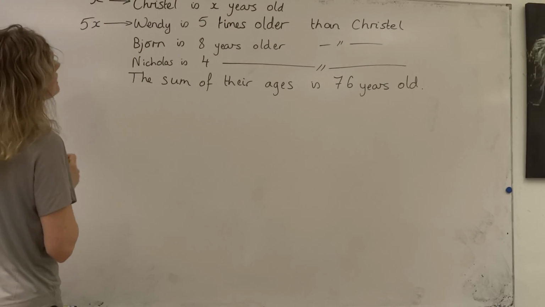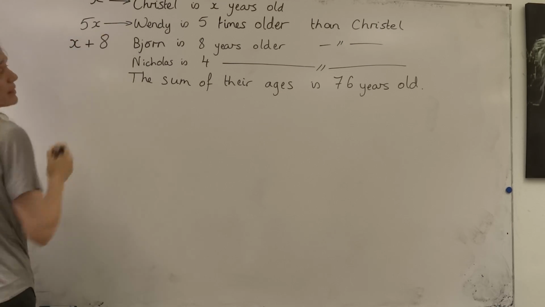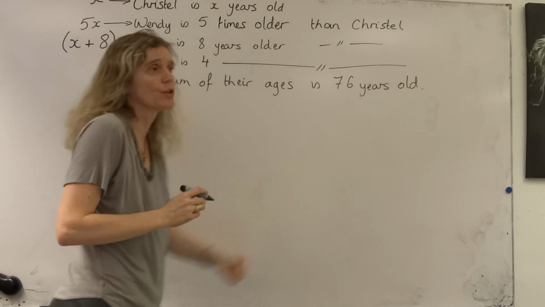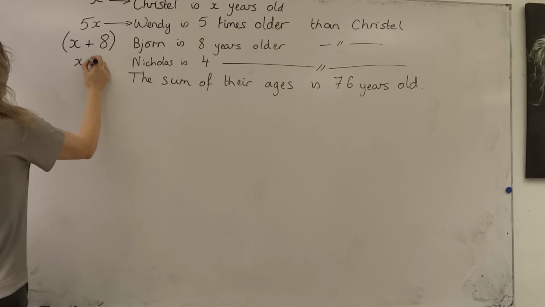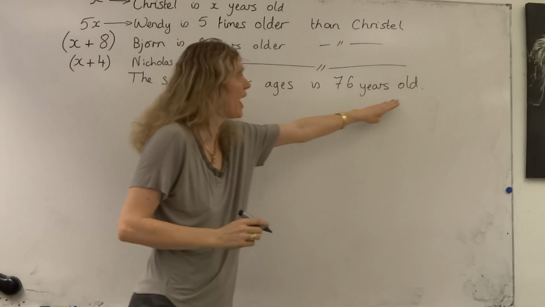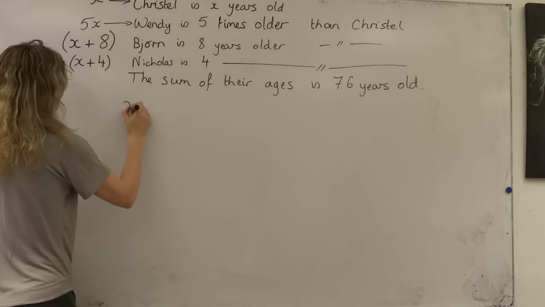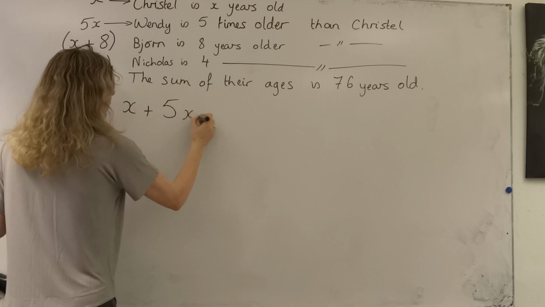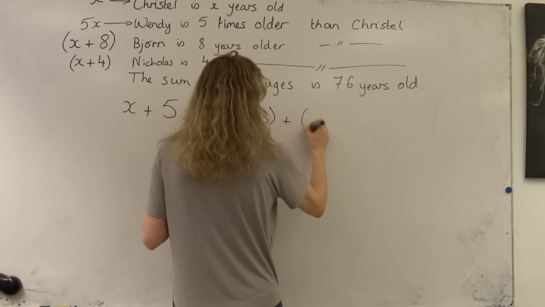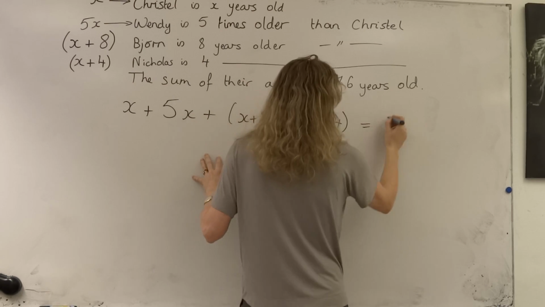Björn, though, is 8 years older than Christel, so he's Christel's age plus an extra 8 years. Whereas Nicholas is 4 years older than Christel, so he is Christel's age plus 4 years. And we know that the sum of their ages adds up to be 76. So if we were to put them here, so X, Christel, plus Wendy, plus Björn, plus Nicholas. All of these ages of all of these people add up to be 76.